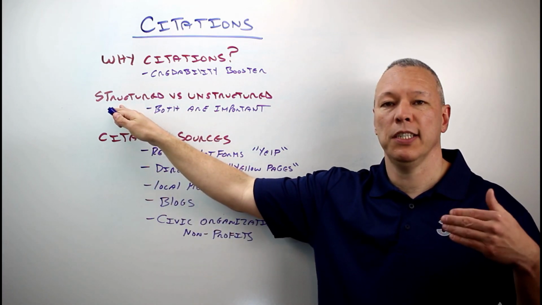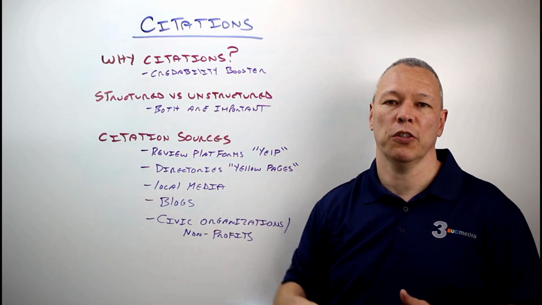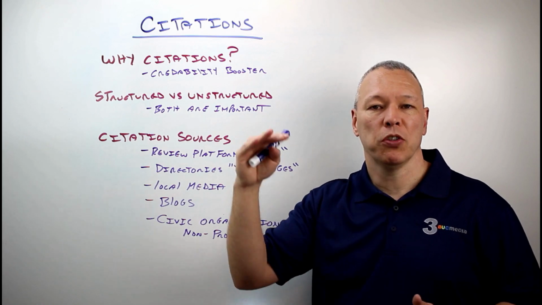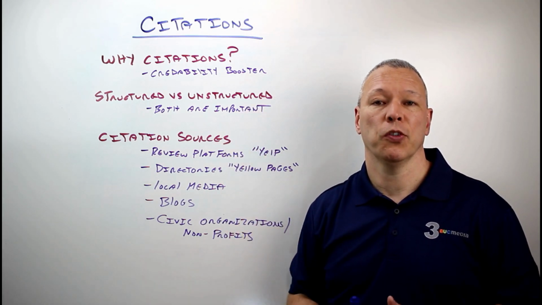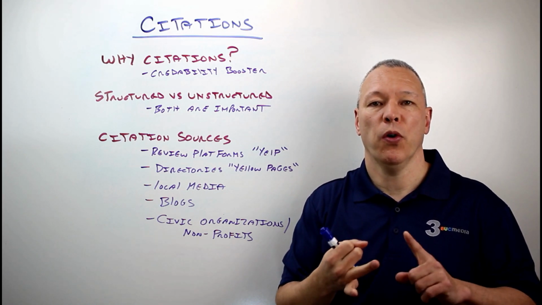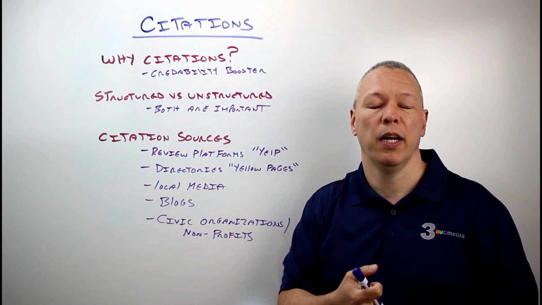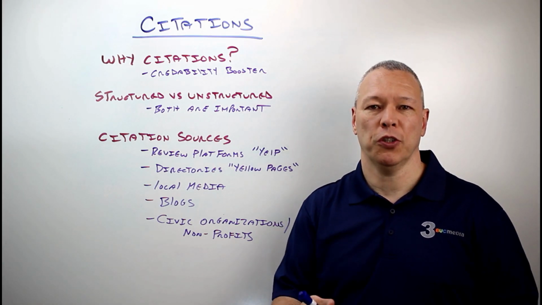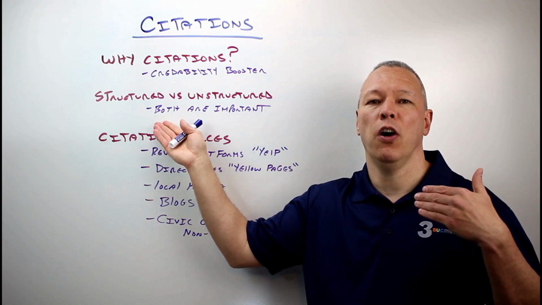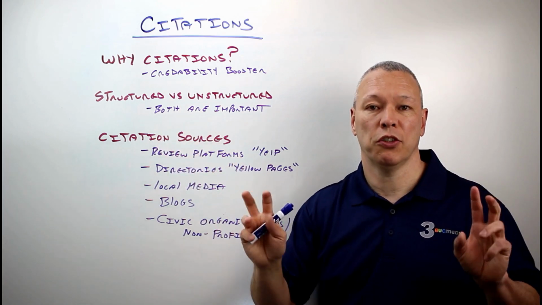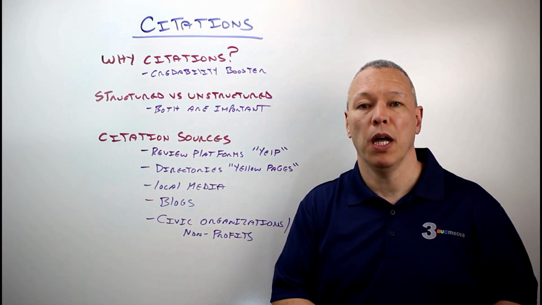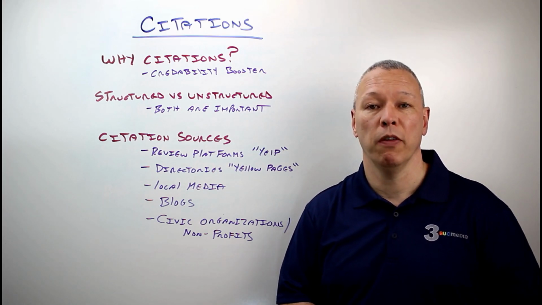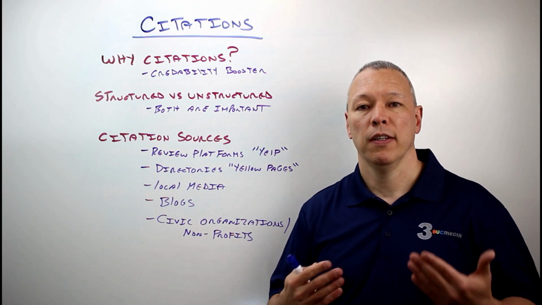Now, citations are broken down into structured citations and unstructured citations. A structured citation is simply an orderly format, and most of the time you can add these yourself as the business owner. So think about adding your business to Yelp or to Yellow Pages or directories like that, where you sign up, you add your business, and you add your name, address, phone number, and stuff like that. Those are structured citations. Unstructured citations are mentions of your business in a non-structured format. And that could be somebody talks about you in a blog post, or local media writes the 5 best pizzerias in your town and you're named as one of them. Those are examples of unstructured citations.